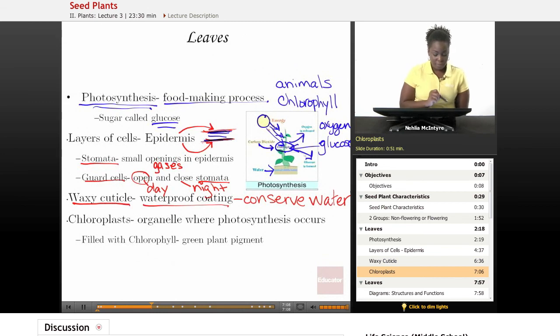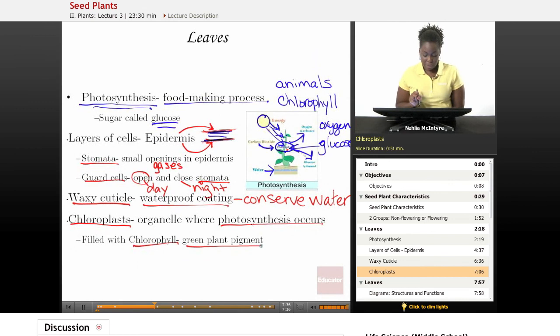Another characteristic of leaves is that they hold special organelles or structures called chloroplasts. These chloroplasts are small organelles where the photosynthesis actually occurs. Now, I just told you before that photosynthesis occurs in the chlorophyll. Well, chloroplasts hold the chlorophyll for the plant. And the chlorophyll is a green plant pigment, which is why we have that color of green for our leaves and our stems and our plants.